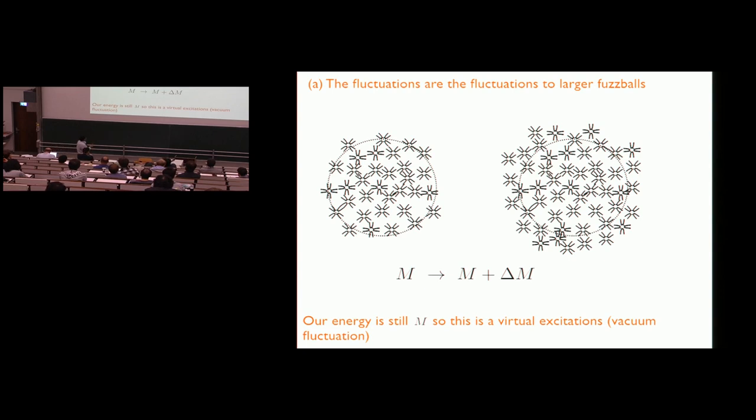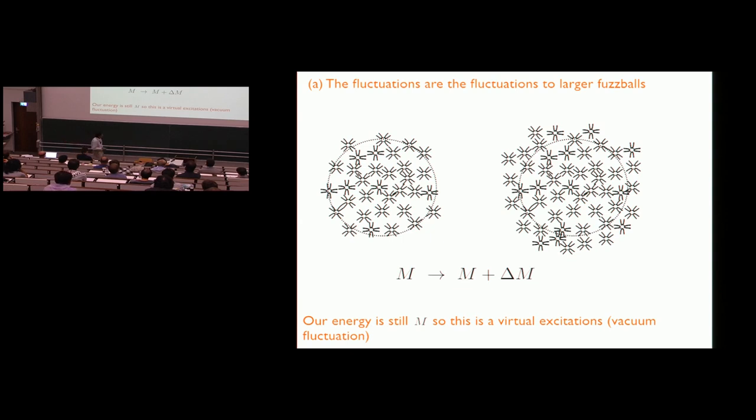Well, answer the question A. The fluctuation we have in mind, if this is our fuzzball, you can always fluctuate to a higher mass fuzzball. Just like when you make any virtual fluctuation, if this room was a vacuum, you get a proton-antiproton pair or electron-electron pair out of the vacuum, the energy goes up in the fluctuation, 2 times mc squared. So you can fluctuate to a larger mass fuzzball, and there's a larger mass fuzzball. Okay? So the energy is still m, so it's a virtual fluctuation because you borrowed energy from the vacuum, but once you have fuzzballs, you can also fluctuate to larger fuzzballs. Okay, those are the fluctuations I have in mind.